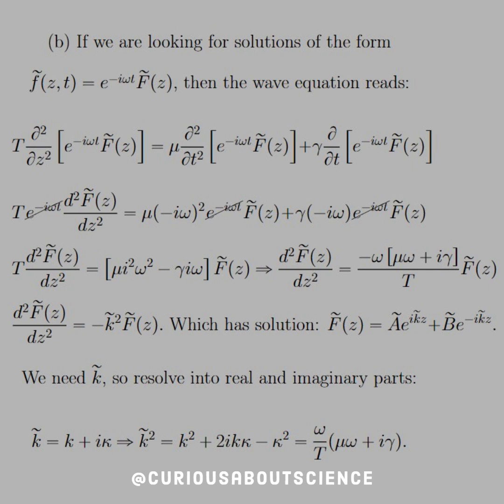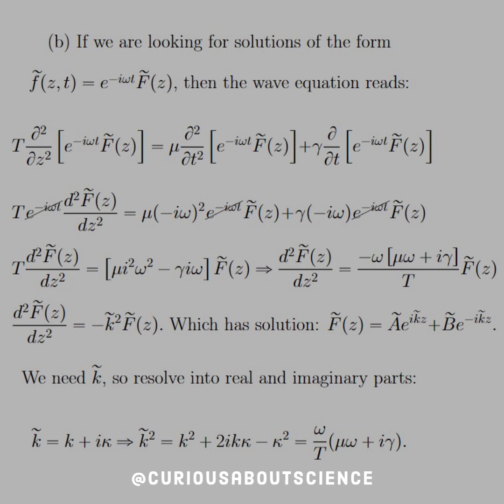Now the rest is the fun part of dealing with this resultant wave equation. So as stated, if we're looking for solutions of the form f tilde of z and t is equal to e to the negative i omega t times capital F tilde of z, then the wave equation reads, well, we just have to plug this in. Notice that the e to the negative i omega t cancels in every term. And so we just have to simplify after the derivatives are evaluated.